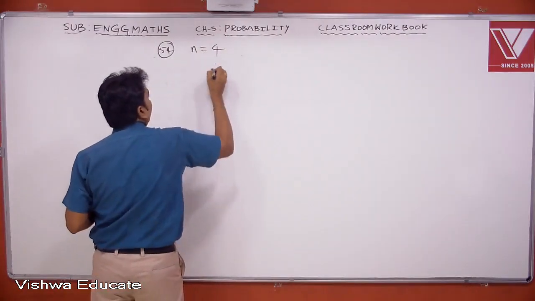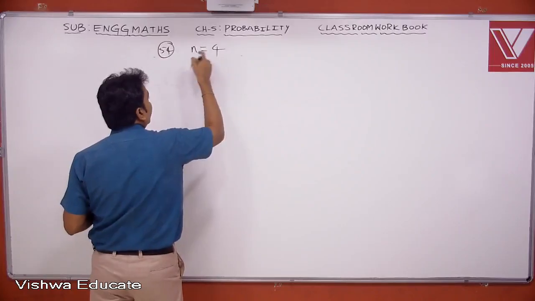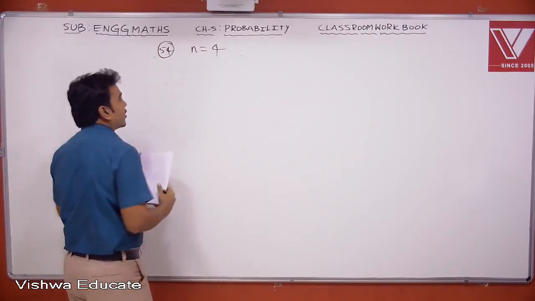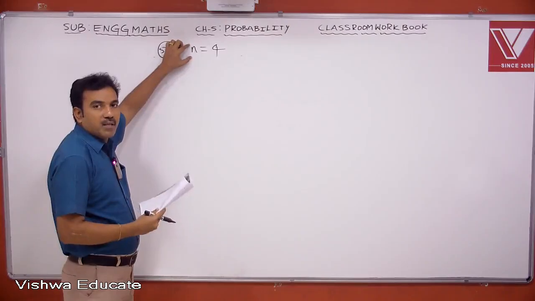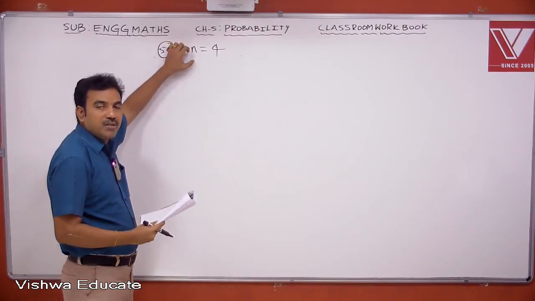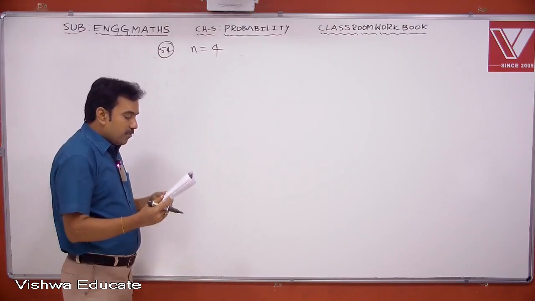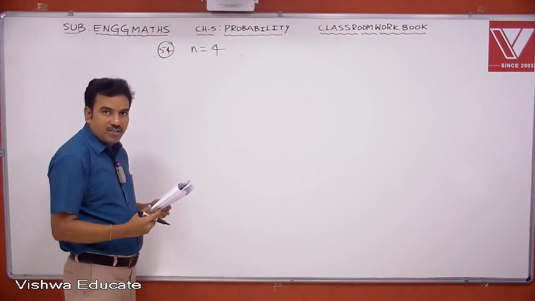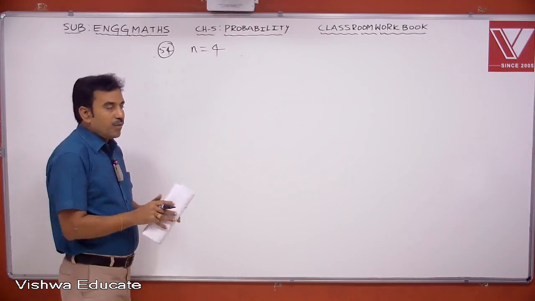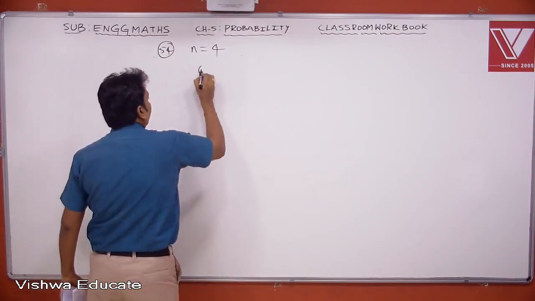What does n basically represent in the binomial distribution? It represents the number of times an experiment is conducted. What is my experiment? Rolling a die. How many times? Exactly 4 times. So the value of n is 4. Find the probability that 6 shows up twice. So I need to get 6, but how many times? 2 times.